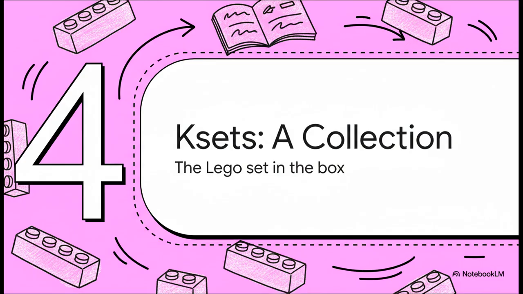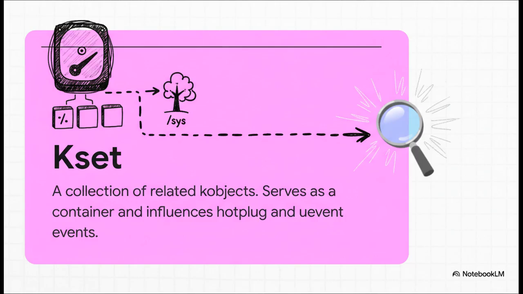Okay, so we've got our individual Lego bricks, the Kobjects, and we have their instruction manuals, the Ktypes. So what's the next logical step? Well, you group them all together into a proper Lego set, right? In the kernel, that's the job of the Kset. A Kset is basically a container for a bunch of related Kobjects.